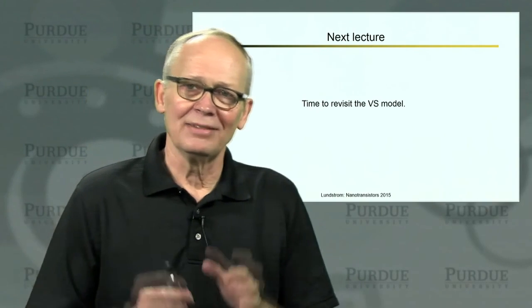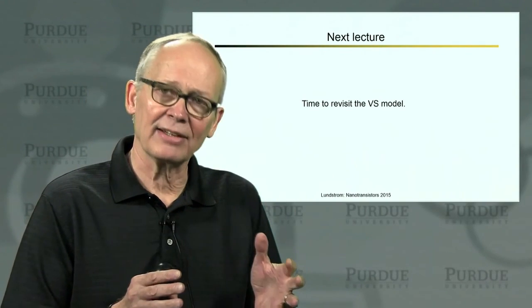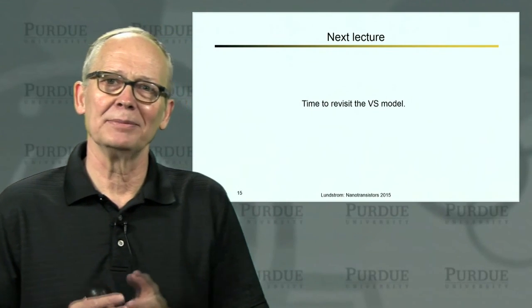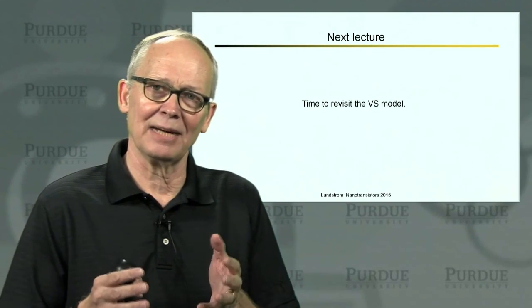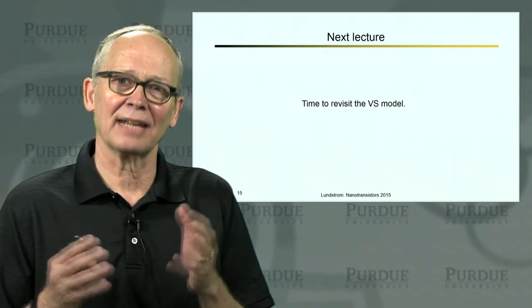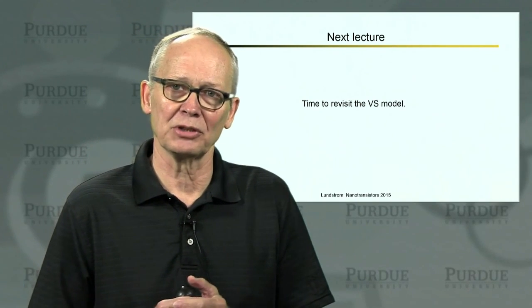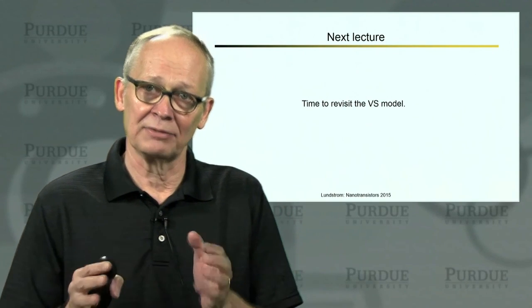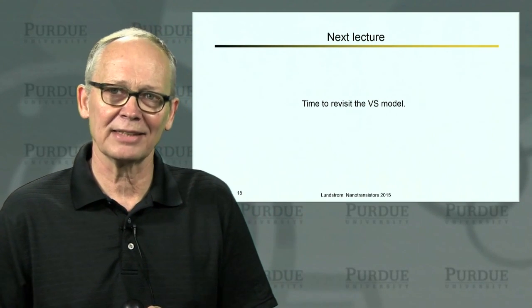Okay, so we now have an understanding of the IV characteristics from the last lecture. We understand a little more deeply this average velocity at the top of the barrier from this lecture. It's time for us now to revisit our virtual source model and connect this ballistic model that we've just developed to that virtual source model. We'll do that in the next lecture. Thank you.